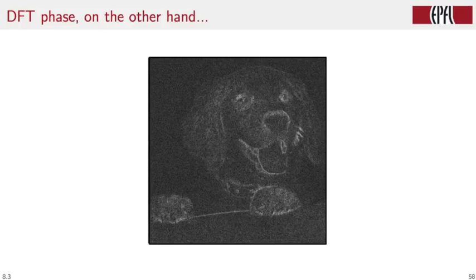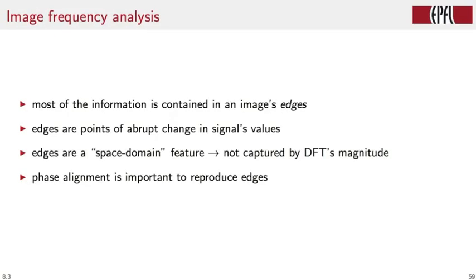So why is that? The idea is that most of the semantic information in an image is contained in its edges. Edges are points of discontinuity in the gray level signal. In 1D, you would represent an edge as a transition from, say, a white level to a dark level. This transition is what the eye perceives as an edge. Now, edges, therefore, are very localized in space, and they're not captured by the DFT's magnitude, which represents the distribution in frequency of the energy of the whole image.